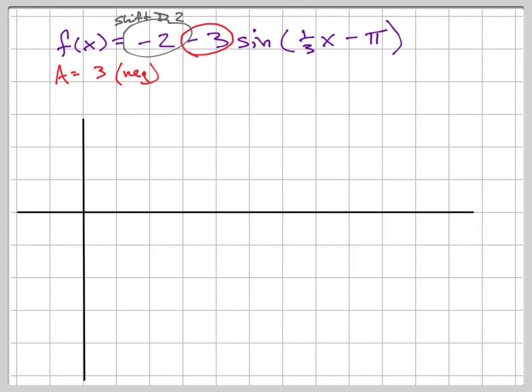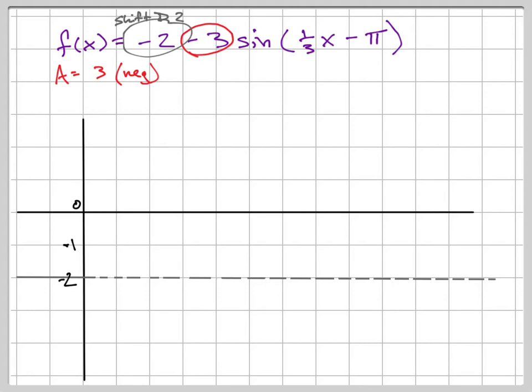Okay. So my midline, I'll just go ahead and draw my midline in. My midline is going to be at negative 2. So here's negative 2. This is 0, this is negative 1, so this is negative 2. That's my midline, and I'll even make it a little bit of a dotted line so you can see that it's actually not a part of the graph. It just helps me kind of know what my graph looks like, okay?